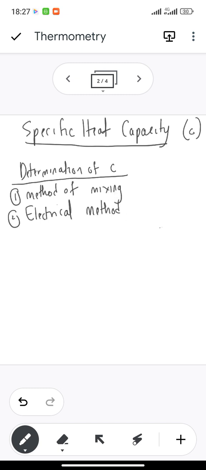So these are the two ways we're going to discuss in this video of how we can get the specific heat capacity of a substance. So without talking too much, let's just go straight to it. So we have the method of mixing. For the method of mixing, there is a general formula we usually use.